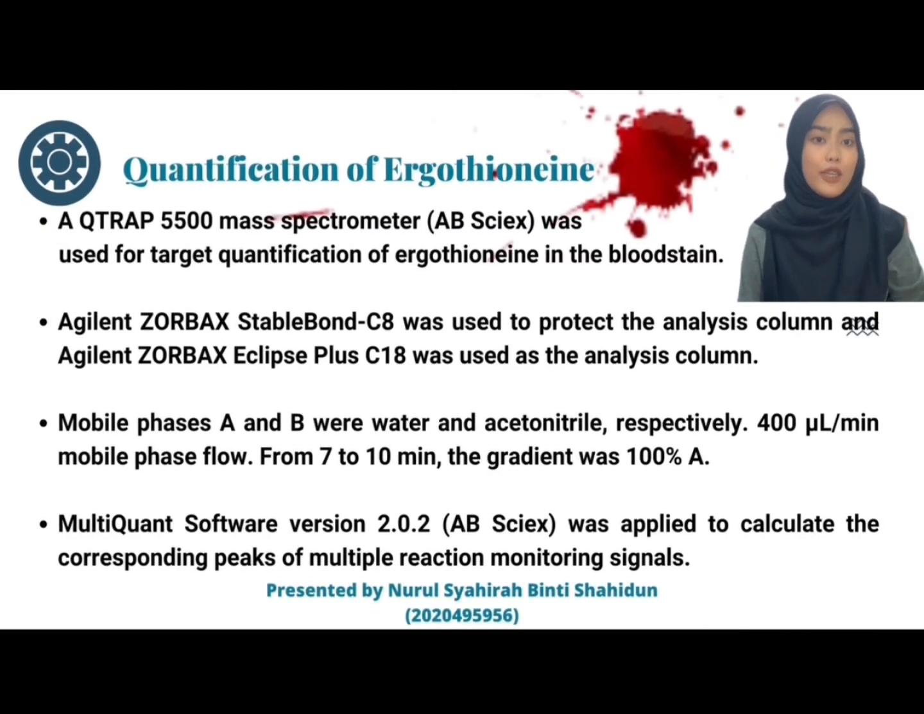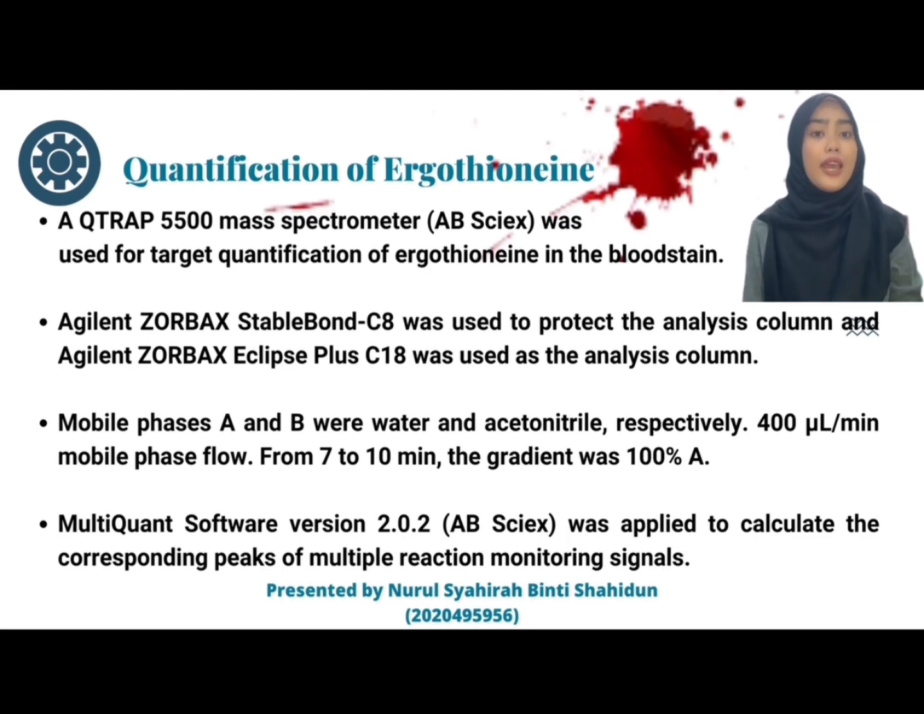Ergothioneine in the bloodstain was quantified using a mass spectrometer. Ethylene bridged hybrid (Eclipse Plus) C18 was the analysis column, and a StableBond C8 protected it. Water and acetonitrile were mobile phase A and B, with 100% A gradient from 7 to 10 minutes. MultiQuant software calculated the multiple reaction monitoring signal peak. The calibration curve concentration calculation formula quantifies sample metabolites.